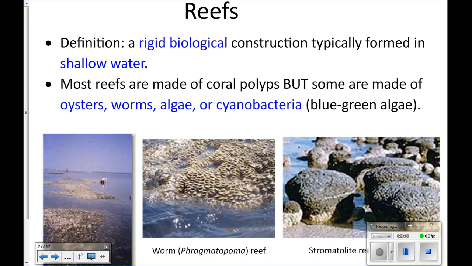That is not true for all reefs. You do actually have deep sea corals. They're going to be different from our shallow water corals, but for the most part, reefs are found in shallow water. So remember when we talked about estuaries, we talked about some of the habitats that are associated with estuaries, and one of those things is an oyster reef. Okay, oyster reefs are rigid biological constructions formed in shallow water, and they're formed by oysters. So oysters are living things. When they all kind of like cement together, they form these big structures of all of these oysters, and it's called an oyster reef.